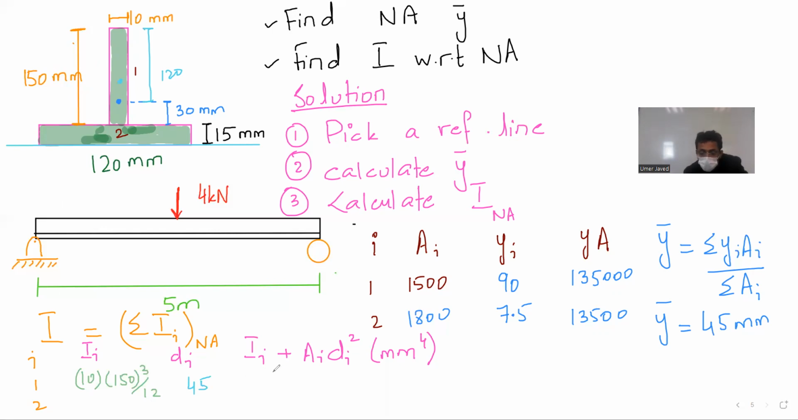And this one will give me 585000. And I will finish the problem by writing 120 multiplied by 15 power 3 divided by 12. And this distance of the centroid of this rectangle number 2 from here is 30 plus 7.5, 37.5. And this will give me 256,500.